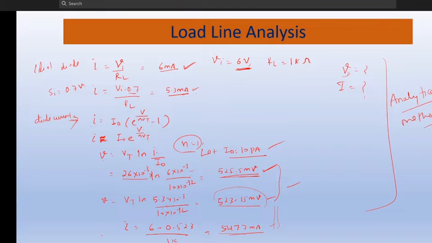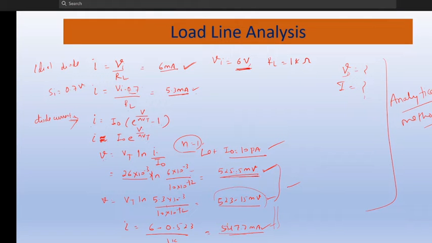Now what will be the value of current? If I calculate 6 minus 0.523 instead of 0.7, the value of Vd came out to be 523 millivolt. So I calculated the current again, and it comes out to be this value, 5.477. And then once I know this current, I can again calculate it.